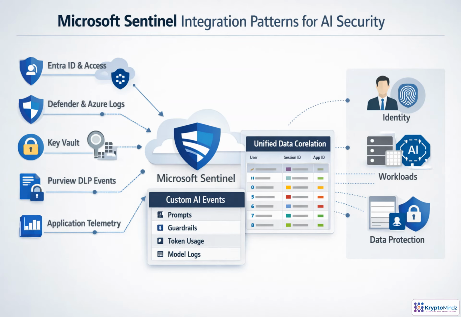Treat Sentinel as the correlation layer for AI security, not just another log store. Bring in Entra sign-ins, conditional access, Defender, Azure Activity, Key Vault, Purview DLP, and workload telemetry. Add custom AI events for prompts, guardrail outcomes, token usage, retrieval context, and model responses. Use consistent fields like user, session, app, model, IP, document, and risk score, so identity, workload, and data exposure signals connect.